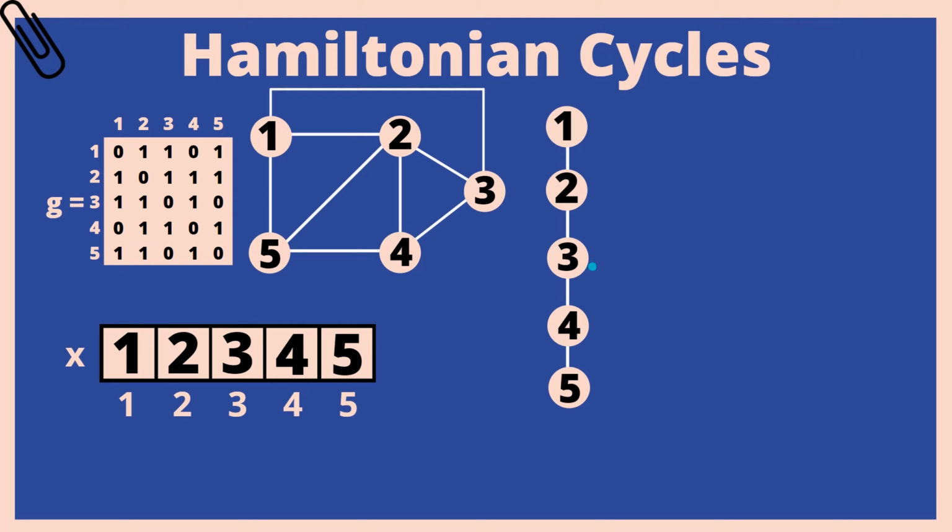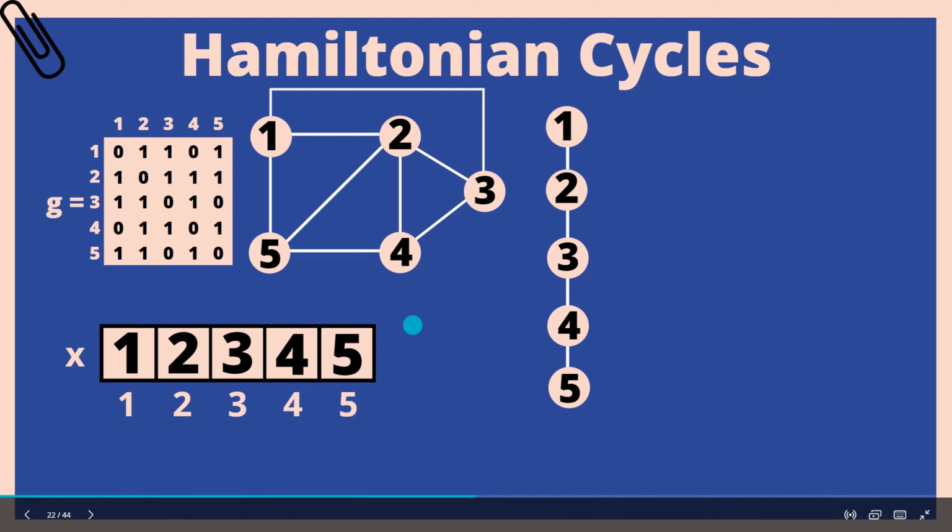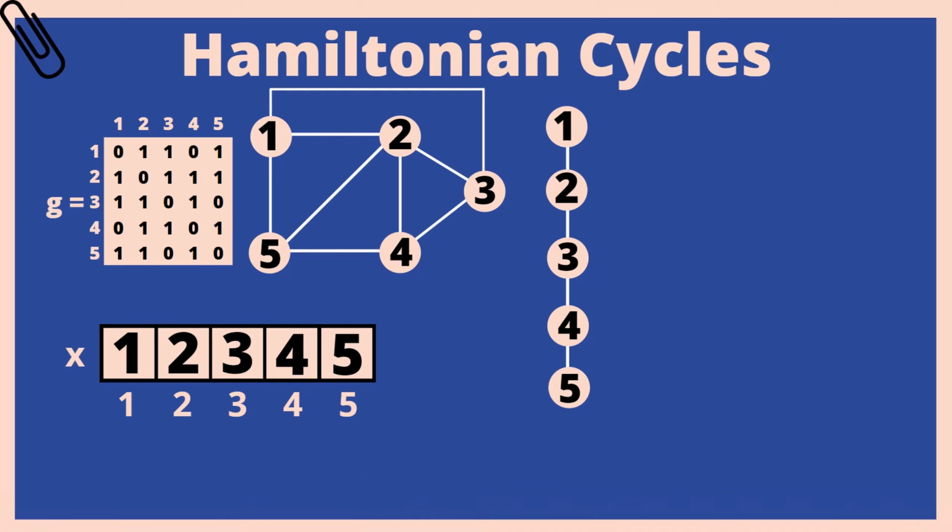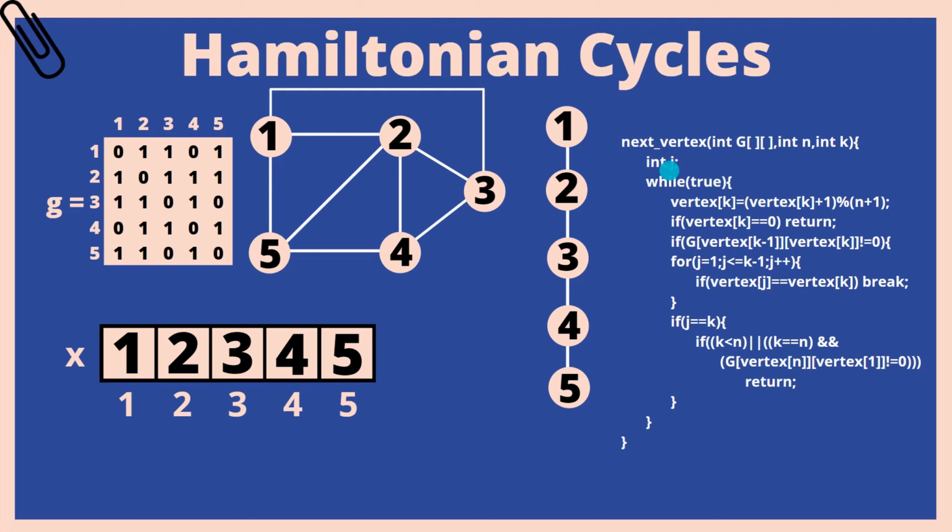Now what will we do? After 5, we can see that there are only 5 elements in the array, so we will put 0 after 5. This is the algorithm which we are using in this problem. This line of code, vertex k equals vertex k plus 1 mod n plus 1, is going to give us the next vertex. The mod n plus 1 will make sure that we are not getting any vertex that is more than 5. We will not get 6, we will get 0. So we will put 0 after this.